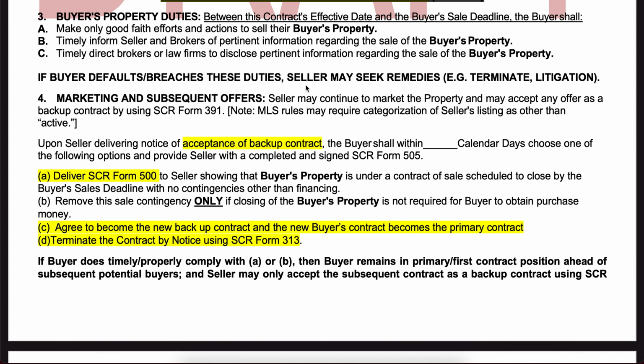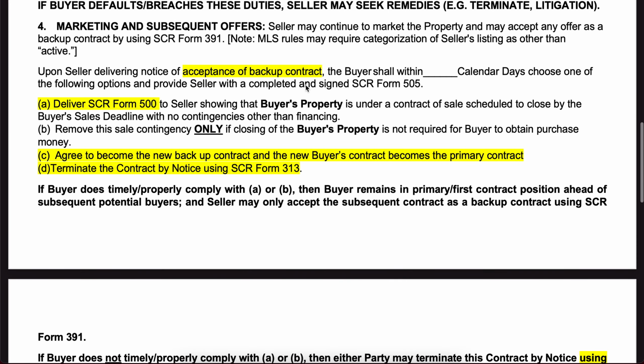So paragraph 4 is sort of the guts of this form. This is where 504 really has its teeth, so to speak. This is where it will say that the seller can continue to market their property and can accept any offers of backup contract using SCR Form 391. There is a backup clause at the bottom of page 1 of that form. Make sure if you are submitting a backup contract that you are using that clause in Form 391.